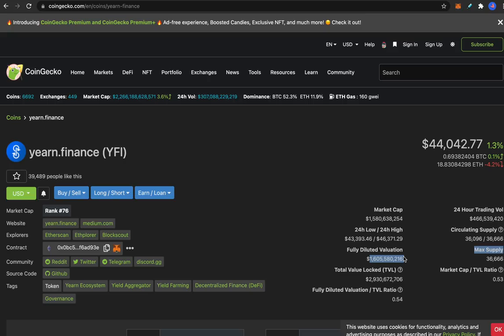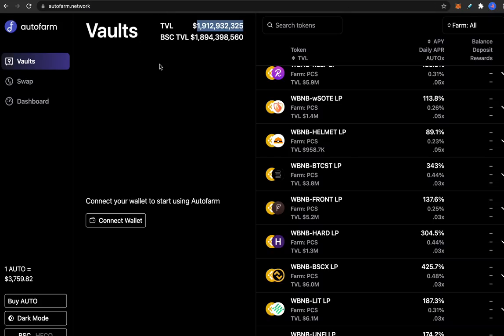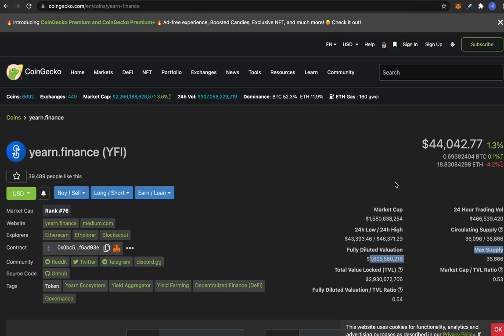So if I just compare this to Autofarm, I think the price potential for Autofarm realistically is somewhere between, if I just compare to Yearn Finance, and I'm not talking about the whole bull market situation and the fact that the total value locked has actually grown from $1.5 billion to almost $2 billion in a matter of a week. Just talking about right now, Yearn Finance versus Autofarm, I think there's more potential in Autofarm than Yearn Finance. Just looking at the fully diluted valuation compared to total value locked, the growth rate and all of that, Autofarm makes more sense.